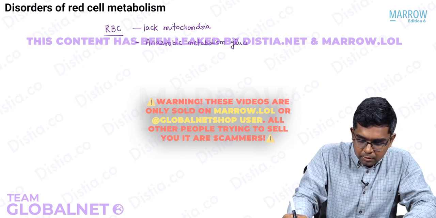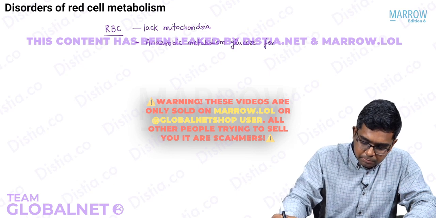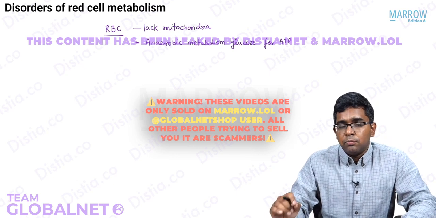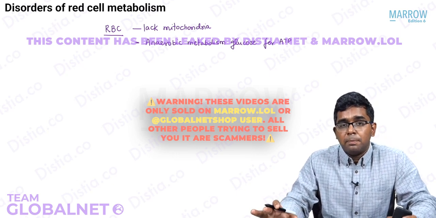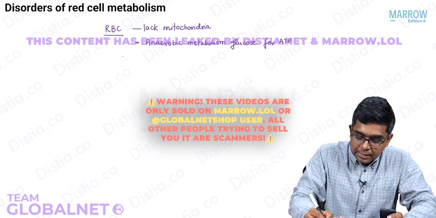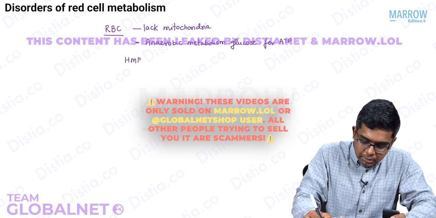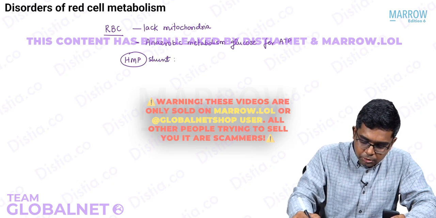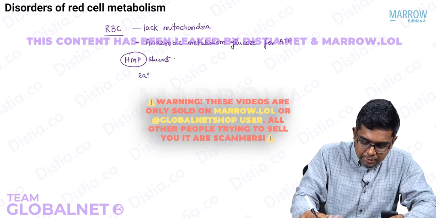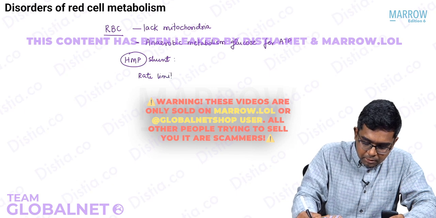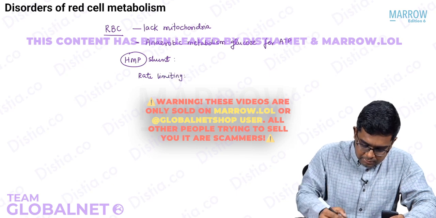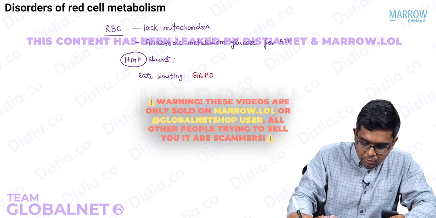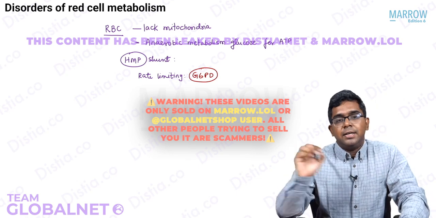Okay. For ATP production. This is a basic fact which all of us know. Now, one of the important metabolic pathways operating in this regard is the HMP shunt, or the hexose monophosphate shunt. And you should know that the rate limiting enzyme of this particular metabolic pathway is G6PD, which is glucose 6-phosphate dehydrogenase.